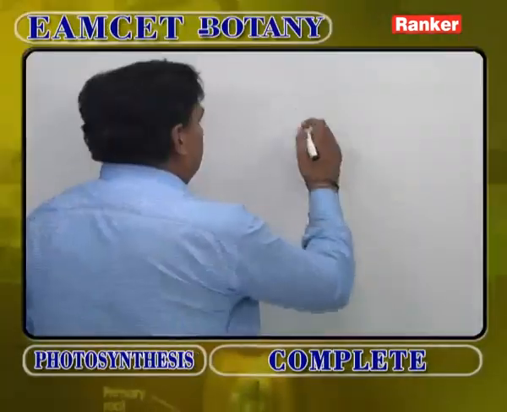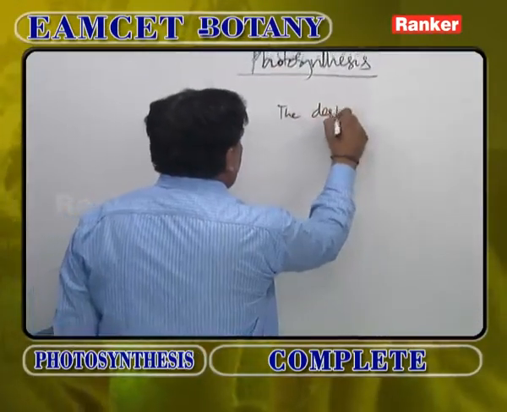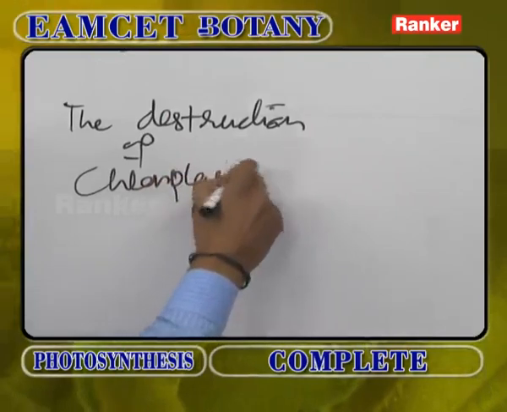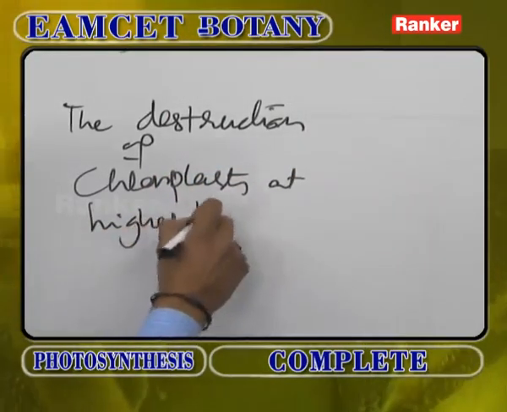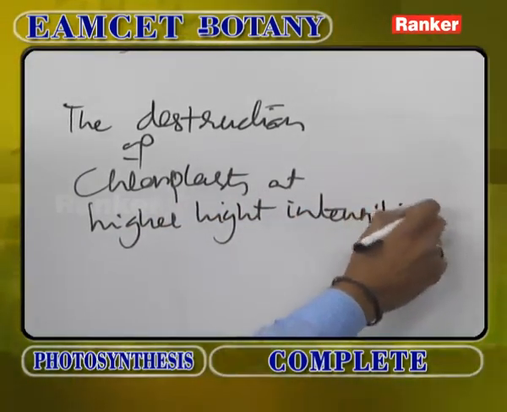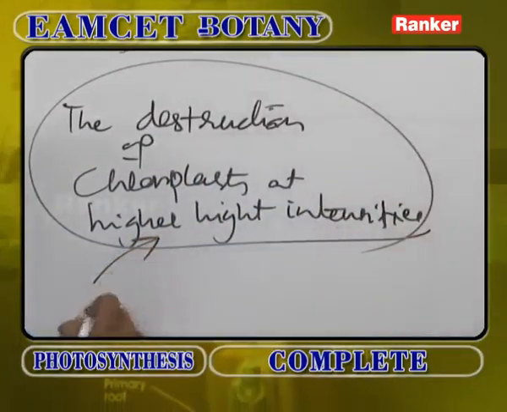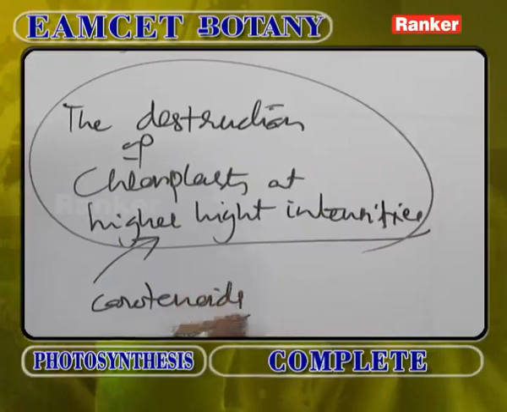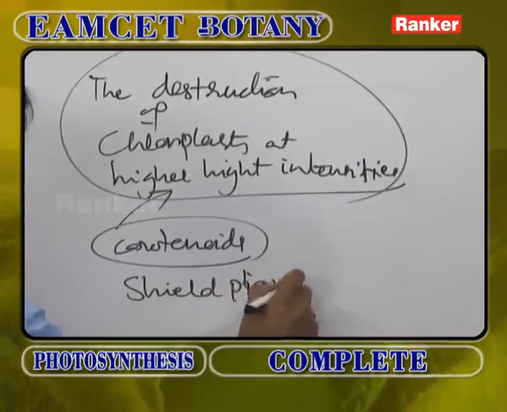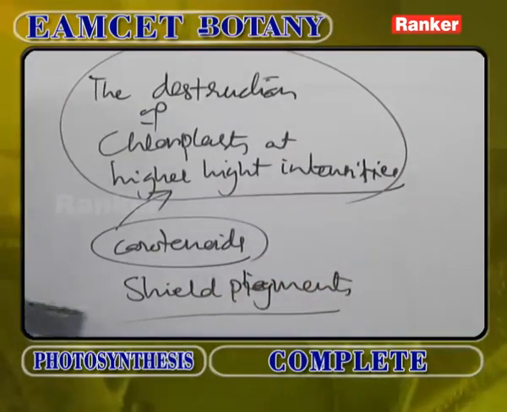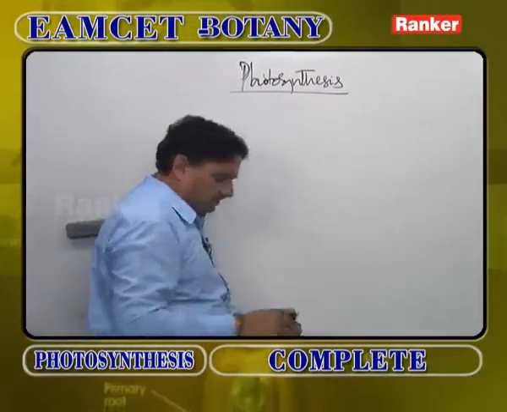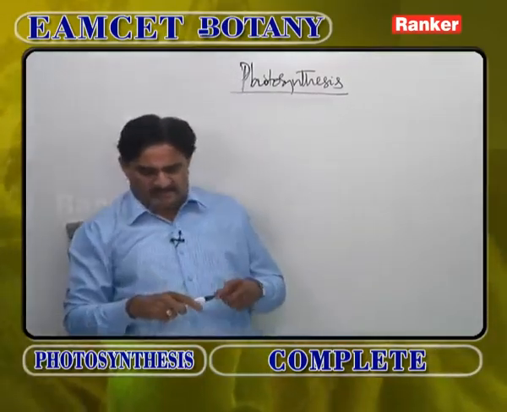photooxidative damage. Photooxidation means the destruction of chloroplast at higher light intensities. This is called photooxidation. This photooxidation effect on chloroplast is minimized by carotenoids, that is carotenes and xanthophylls. That's why carotenoids are popularly called shield pigments. So destruction of chloroplast in the presence of high light intensities is called the photooxidation effect, which is nothing but photorespiration.